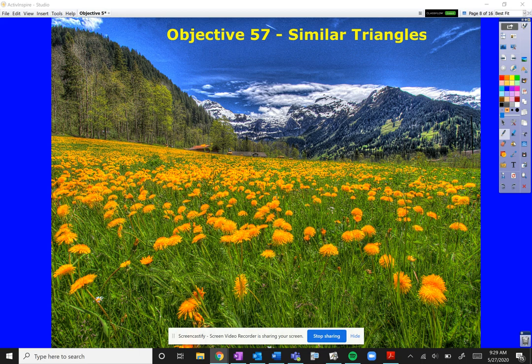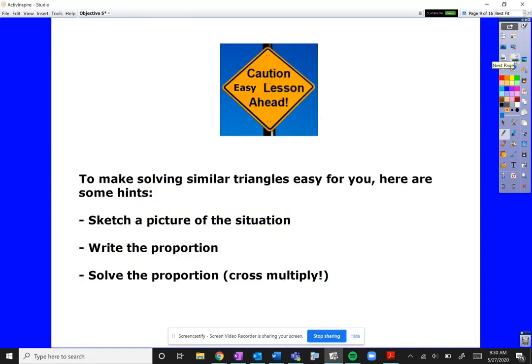So we're getting right back into it with 57, and it actually follows the same note sheet, but I figured we'd break it up in 2 videos. So now we're going to specifically talk about triangles and their similarity.